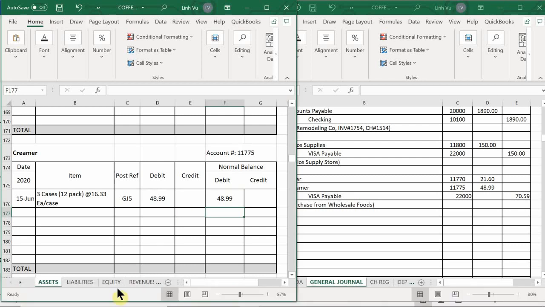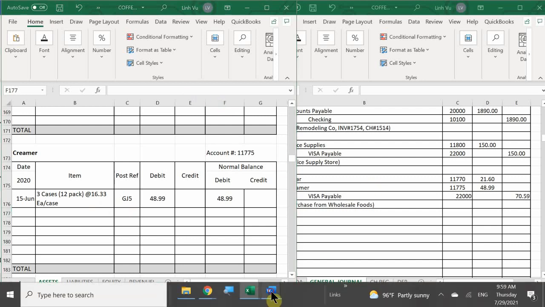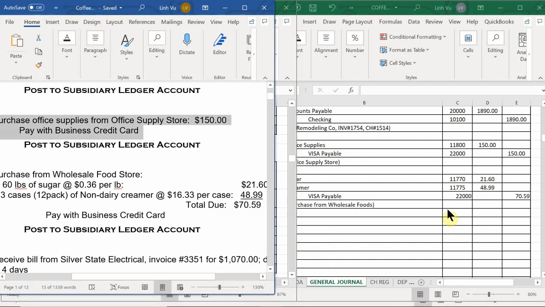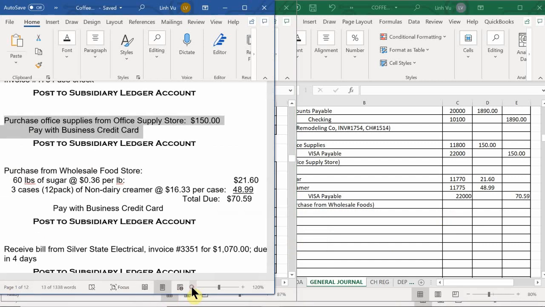And so then do we go to the wholesaler? Do we go to Wholesale Foods? We still have one more account to update first, and then we go to the subsidiary ledger. One more account? It was just sugar. Can you go back to the scenario? Let me make it a little smaller so you can see everything.